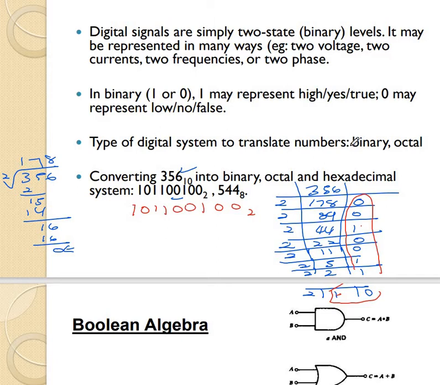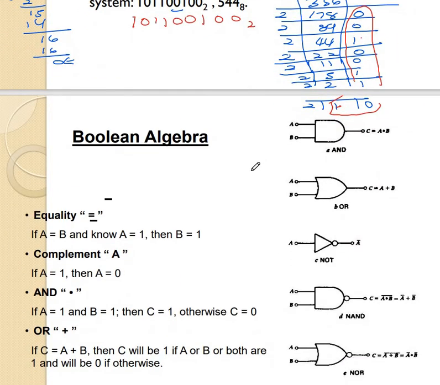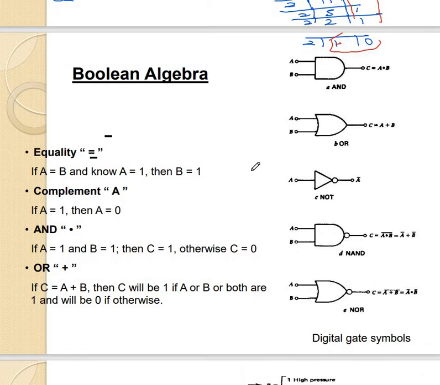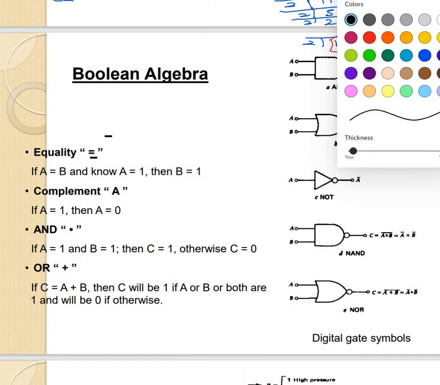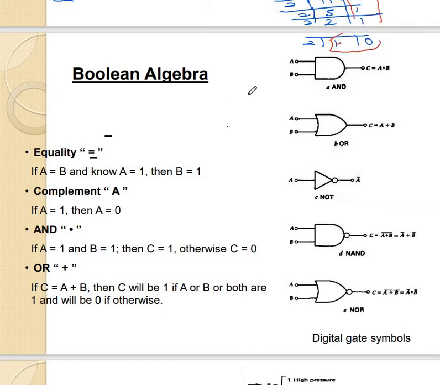Okay, now we move to Boolean algebra. So basically this is a logic gate. Okay, so now I will first introduce the types of gate symbols that we have. We have first equality. For the equality, normally if we have A and B, A must be equal to B. So if A is 1, B is equal to 1 also.